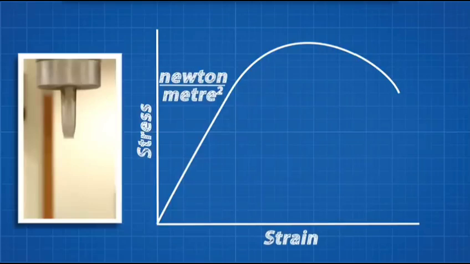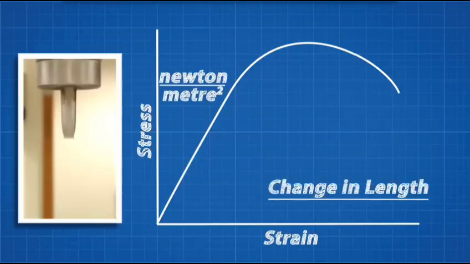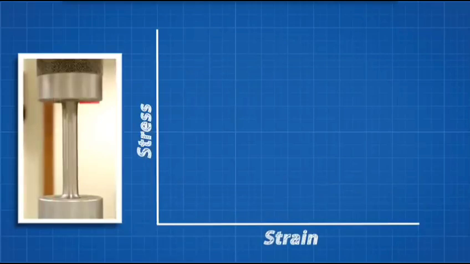Strain describes how much deformation has occurred with that applied force, and it is found by dividing the change in length by the original length. This is placed on the x-axis. Let's watch this test again and see what information we can get from the stress-strain graph.